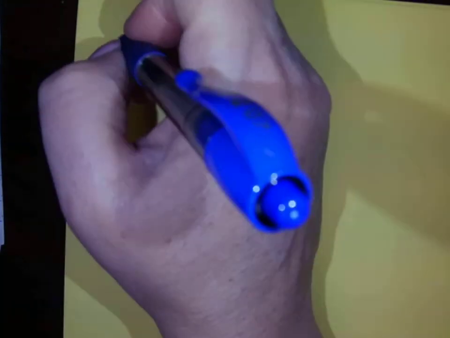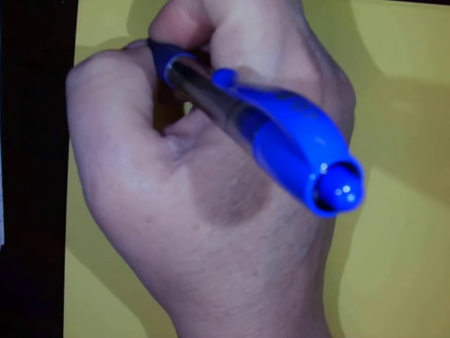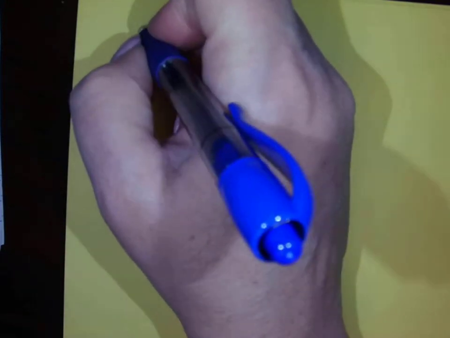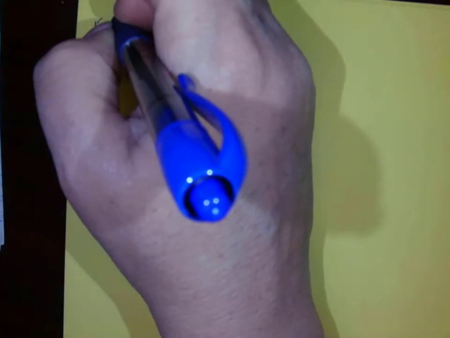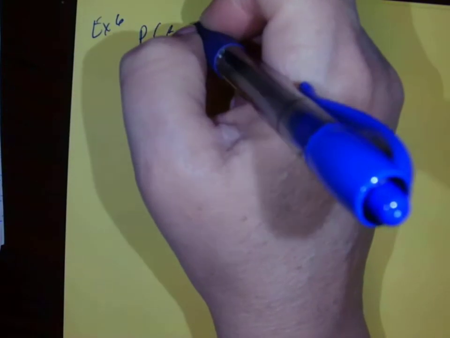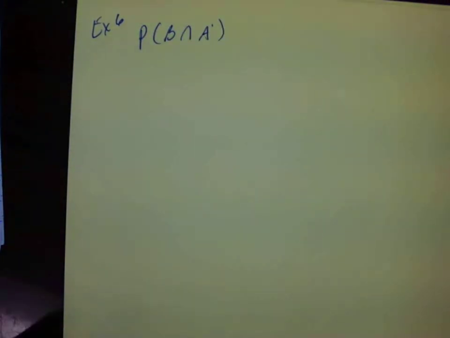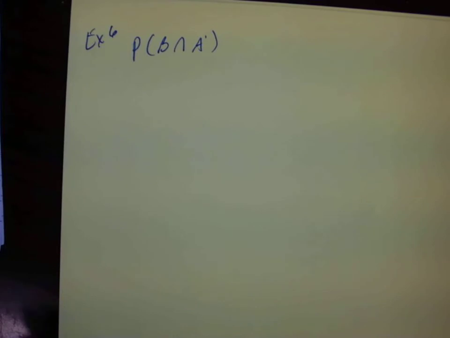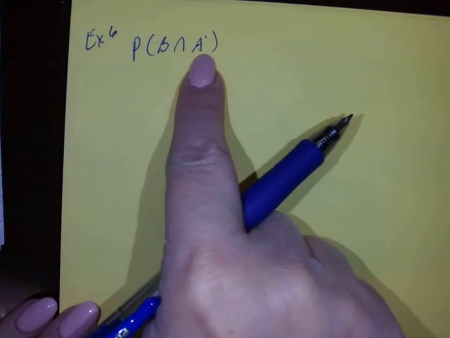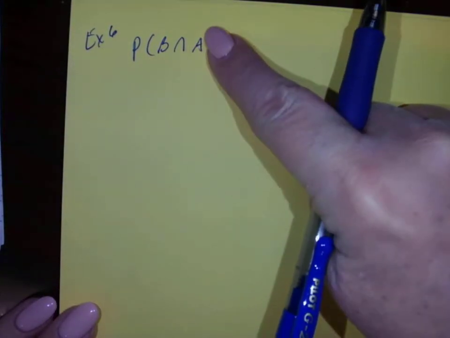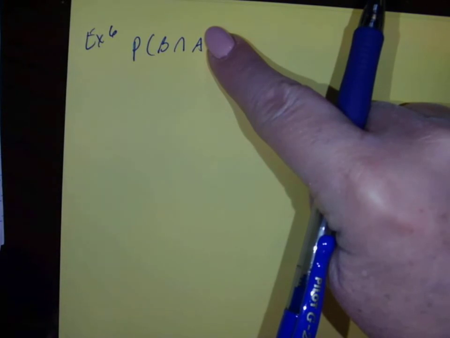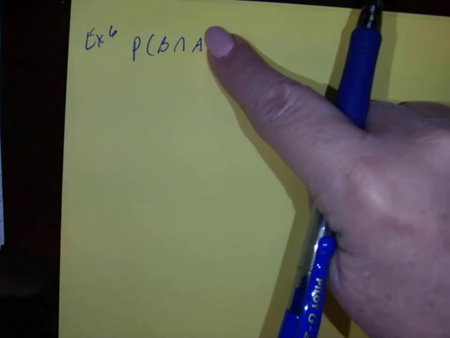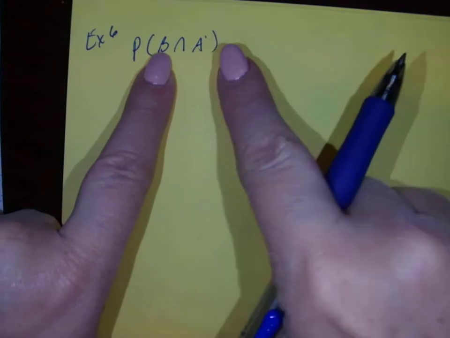All right. So first of all, we have to find a couple of things. We're looking for the probability, and this is example 6, of black card intersected with the complement of A. So we're looking for a black card that is not an ace. That's what that means. If it's the intersection between a black and an ace, then it's black aces, right? But in this case, it's black cards that are not an ace. That would be the complement.